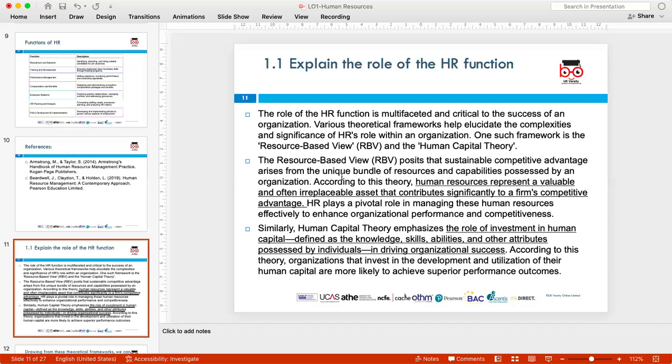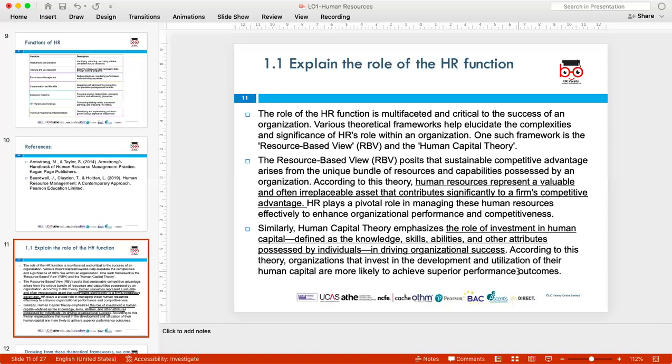Now, moving on to human capital theory. What does human capital theory emphasize? The role of investment in human capital, defined as the knowledge, skills, abilities, and other attributes possessed by individuals in driving organizational success. According to this theory, organizations that invest in the development and utilization of their human capital are more likely to achieve superior performance outcomes.